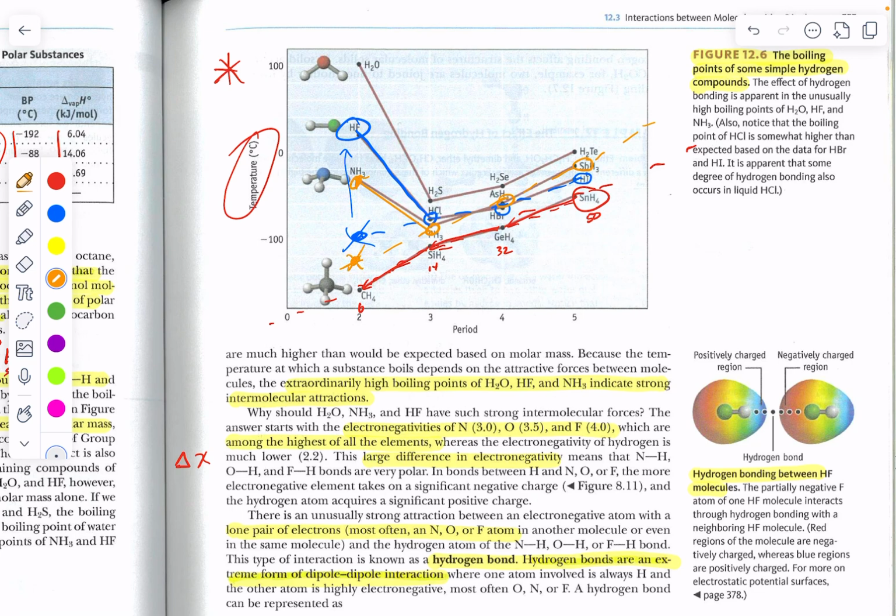Again, hydrogen bonding. And finally, we can confirm that with tellurium, element 52, element above it, selenium, element above it, sulfur, and we see that pattern, and then all of a sudden, way up here, there's water.